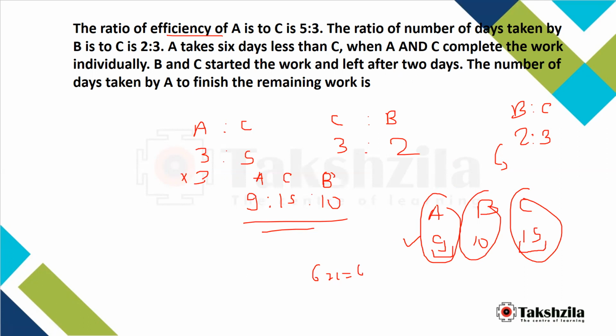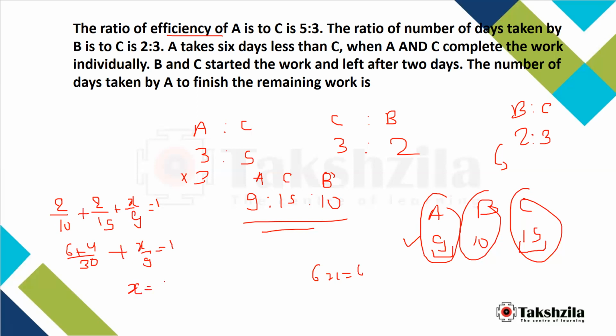Okay, so B and C started the work and left after 2 days. So B and C started the work, 2 by 10 upon 2 by 15. The number of days taken by A to complete the work, pretty easy. X by 9 equals 1. Rewrite this as into 3. This will be 6 and this will be 4, isn't it? 10, 3, 3 to 6, 5, 2 to 4. X by 9 equals 1. Okay, so this will be 1 by 3.